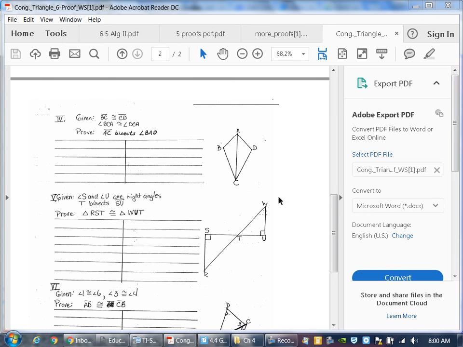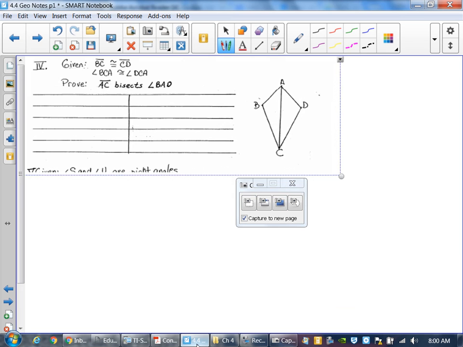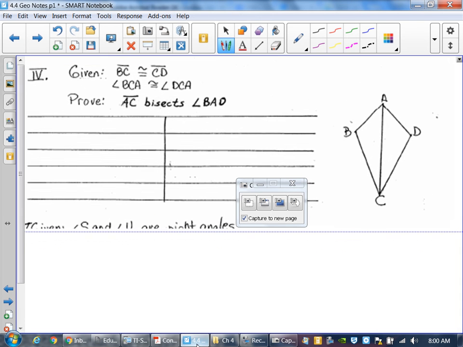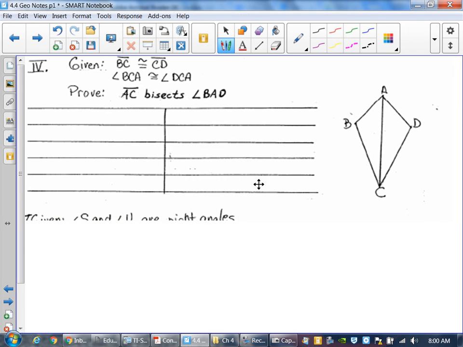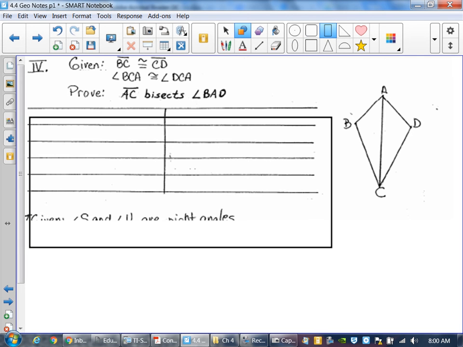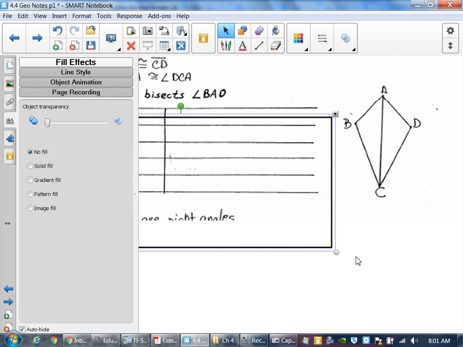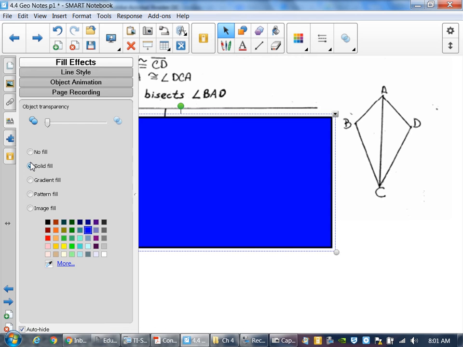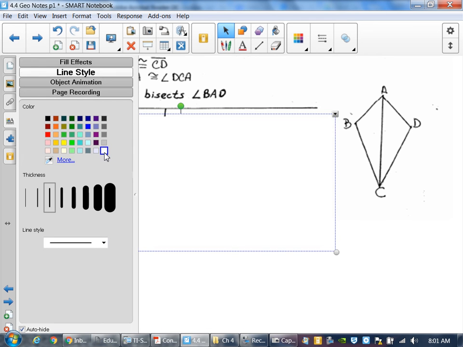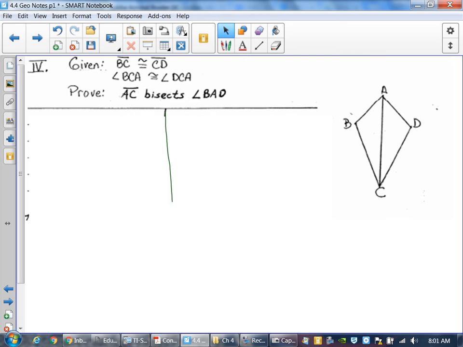So the kite. Now I want you guys to pay attention closely to what happens here. If you erase what you originally had on there, now this problem is asking us to show that AC is an angle bisector.